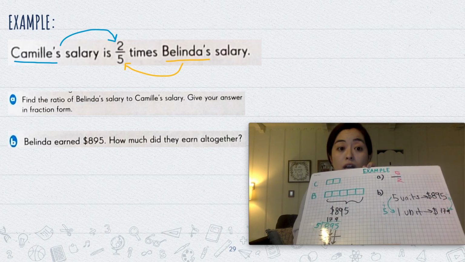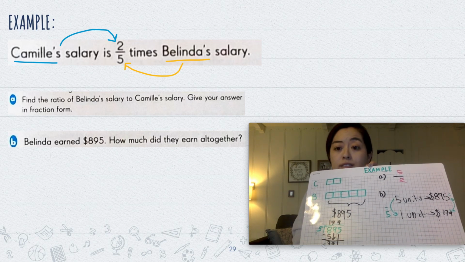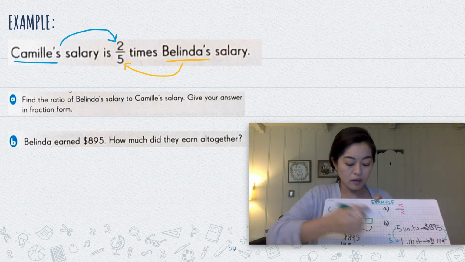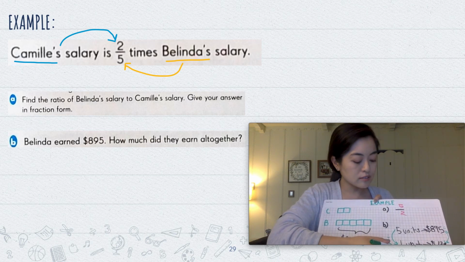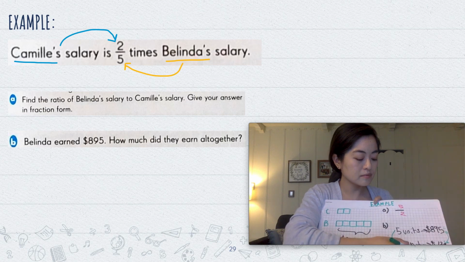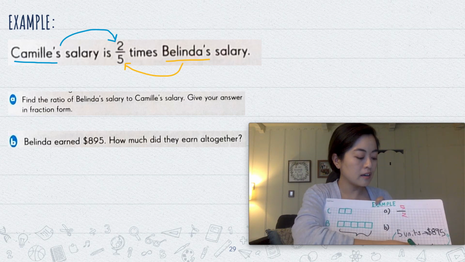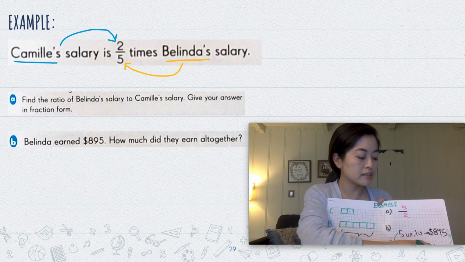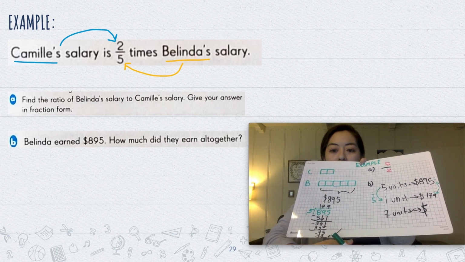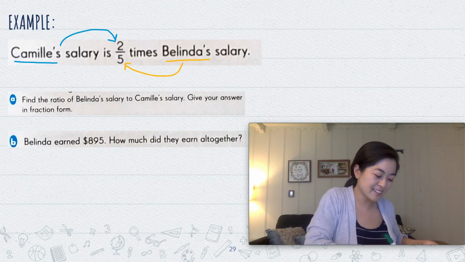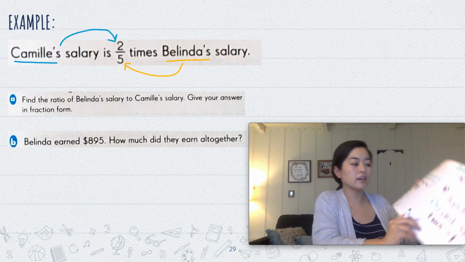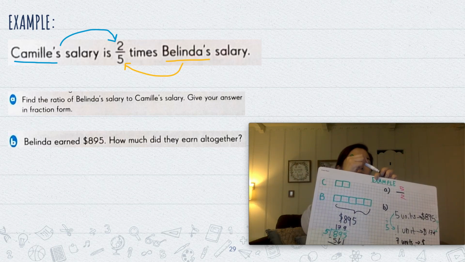I'm not done, because the question says how much did they earn all together? So all together they have 1, 2, 3, 4, 5, 6, 7 units. So 7 units gets you how much money? Let me just erase this and write it a bit neater. 7 units. Let's see how much money.